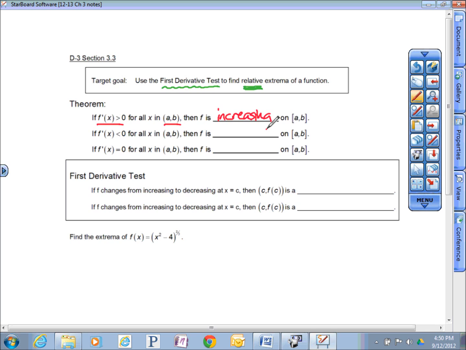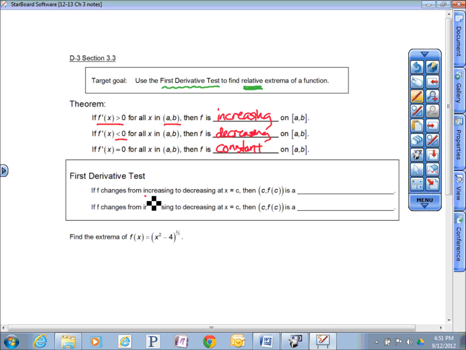If the derivative is less than 0, if the derivative is negative in an interval, then my function is decreasing in that interval. If my derivative is equal to 0 for all x's in an interval, then my function is constant on the interval between a and b. So what does that mean for my first derivative test? Well, my first derivative test says if my function changes from increasing to decreasing.